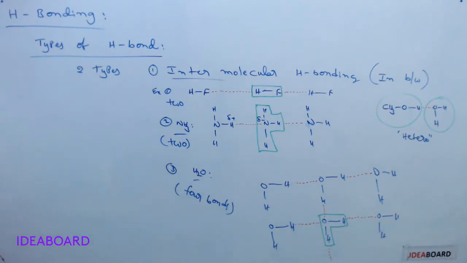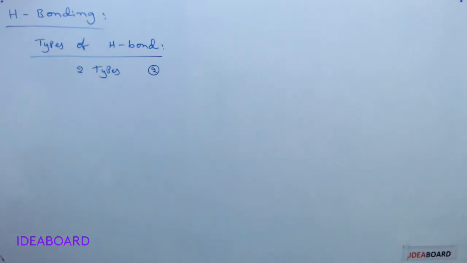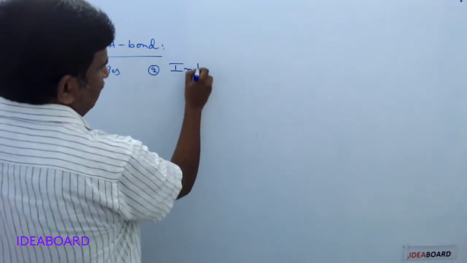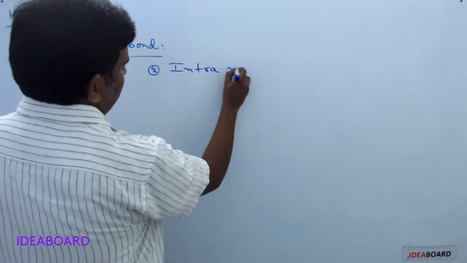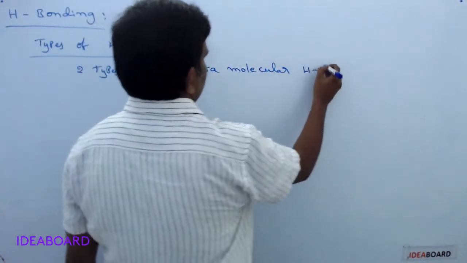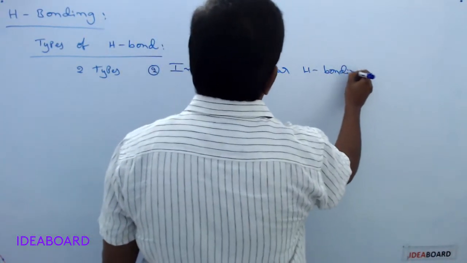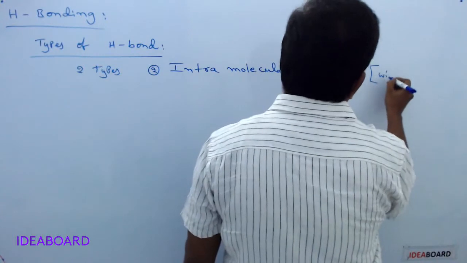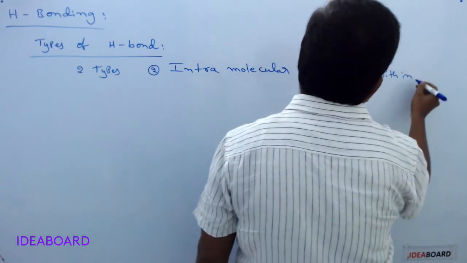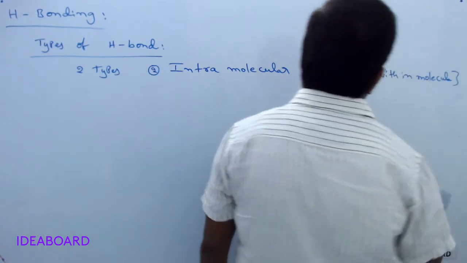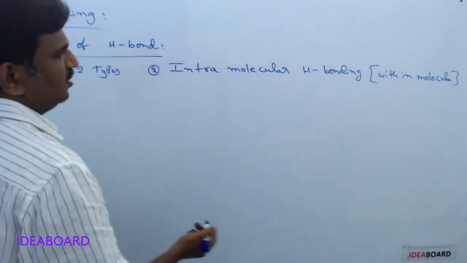Okay, next, the second type. The second type is intramolecular hydrogen bonding. Here the intramolecular hydrogen bonding is present within the molecule. Please remember, within the molecule. It always exists within the molecule.